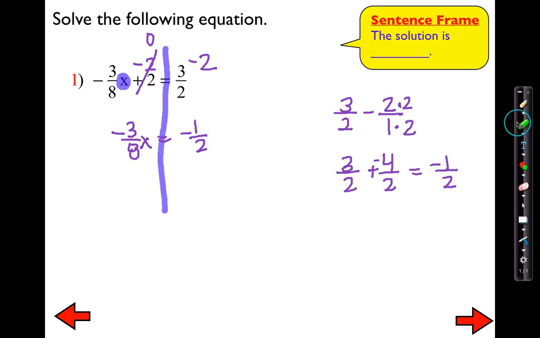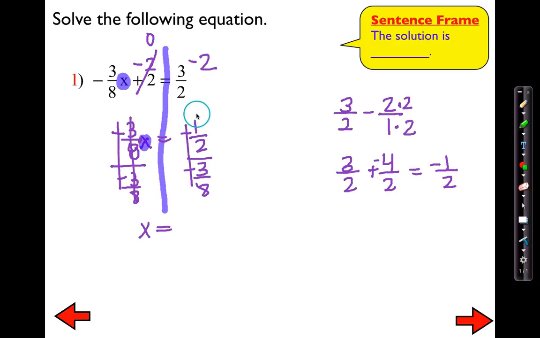Now we're not quite finished yet. We still have our variable on this side that has not been isolated yet. So I need to get rid of the negative 3/8, which is our coefficient. Since it means negative 3/8 times x, the inverse would be to divide both sides by negative 3/8. The negatives cancel out, the 3/8 cancels out, leaving me with just x equals. You can think of it as the negatives cancel each other out.